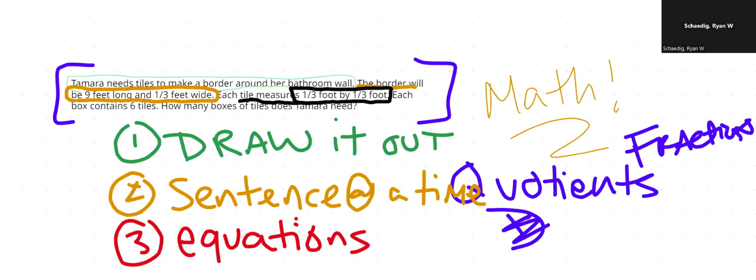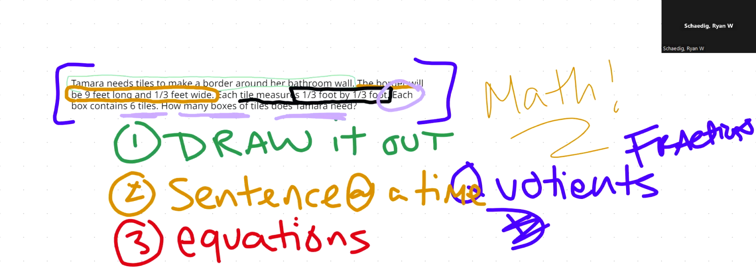So we're going to go back. We know we have 27 tiles, but here's the question. After all that work, the question is literally asking, and this is where the question mark finally comes in, how many boxes of tiles does Tamara need? We know she needs 27 tiles, but they're asking us how many boxes, and it says here that each box contains 6 tiles.